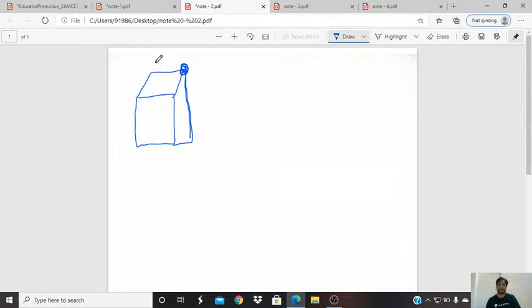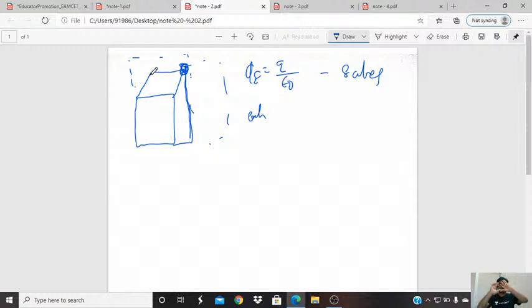That means we have to consider 7 identical surfaces. Now total is 7 plus 1, which is 8 surfaces. Flux will be Q by epsilon naught. So for 8 cubes, sorry, we have to consider 7 closed cubes. The total includes this one as well.